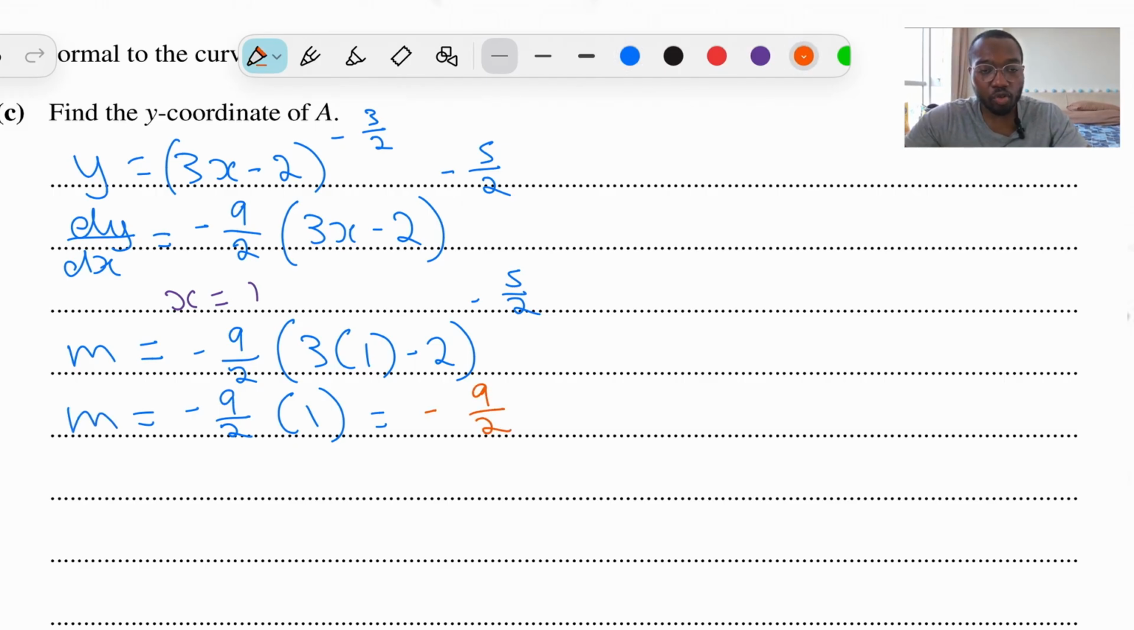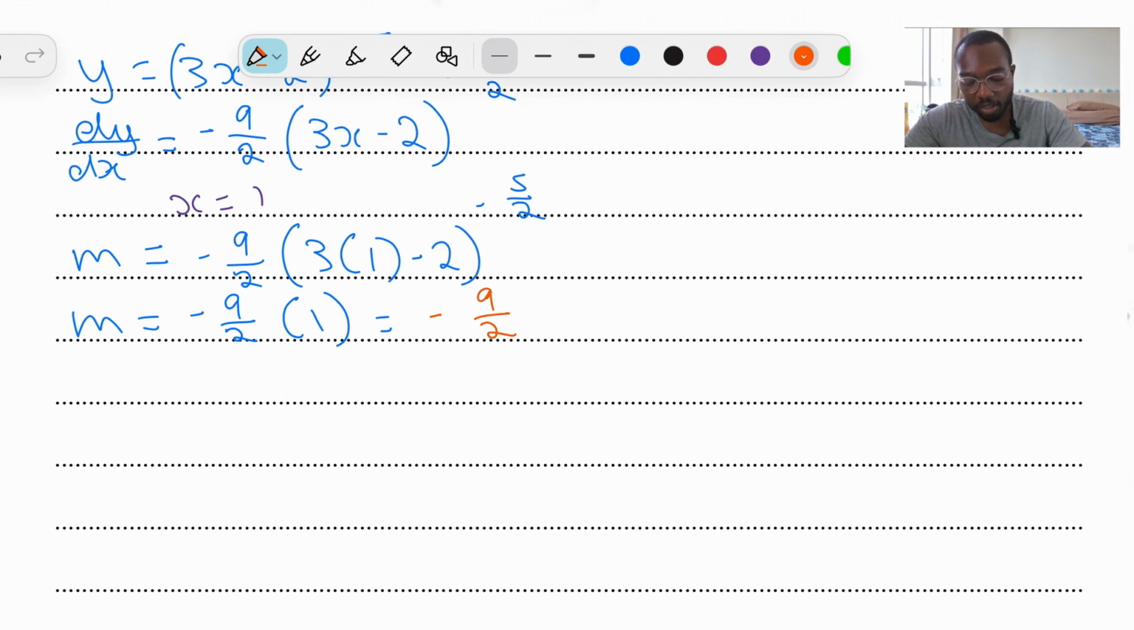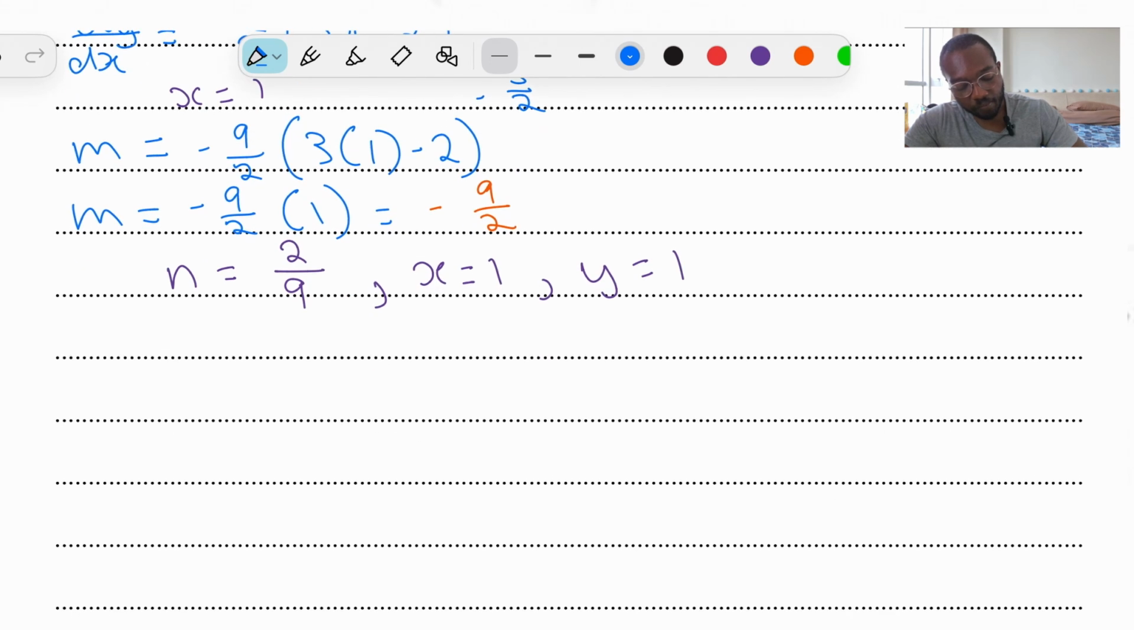That's the gradient of the curve, but we want the normal to that at that point. So the normal, let's call it our n value, would just be the negative reciprocal, so that would be a positive 2 over 9. And we also know our x value is 1, our y value is 1. Therefore, we can use the equation of a straight line: y take away y1 is equal to n, in brackets, x take away x1.